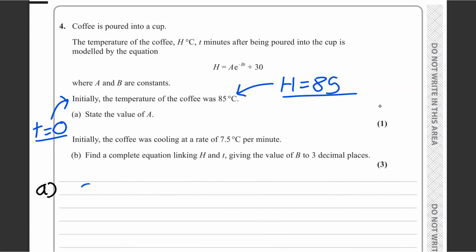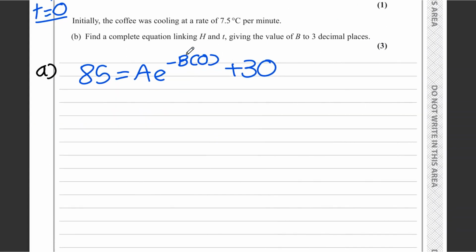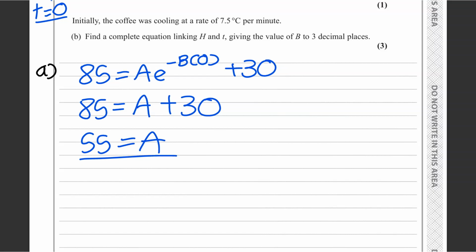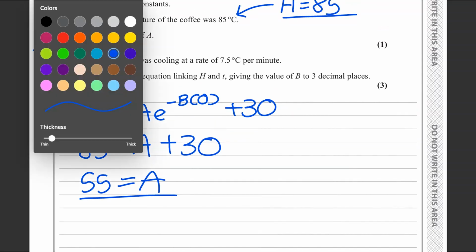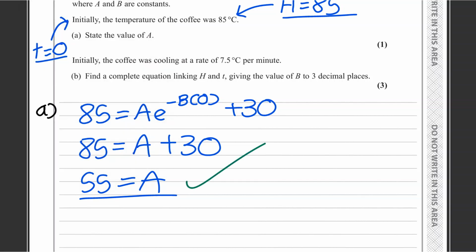So it's going to be H, which is 85, is equal to Ae to the power of minus B, and then instead of T here, it's 0, and then plus 30. So this minus B times 0 will be 0, so this is going to be e to the power of 0. Remember, e to the power of 0 is 1, so this is just going to be A times 1, so it's just going to be A, and then plus 30, and then remove this 30 to the other side, we get that 55 is equal to A. So this is the value of A, and that's how you get the 1 mark.